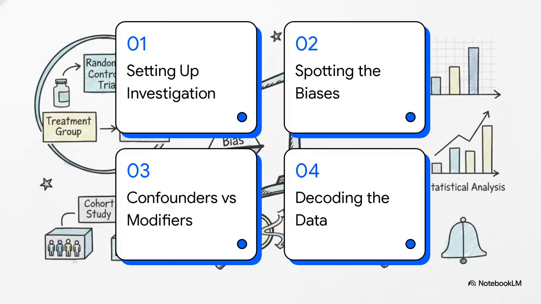Here's the roadmap for our investigation today. We've got 4 steps: setting up the investigation, spotting the biases, confounders versus effect modifiers, and decoding the data. Breaking these complex biostatistical concepts down into these specific steps is going to make them instantly recognizable for you, especially when you're under that intense board exam pressure.